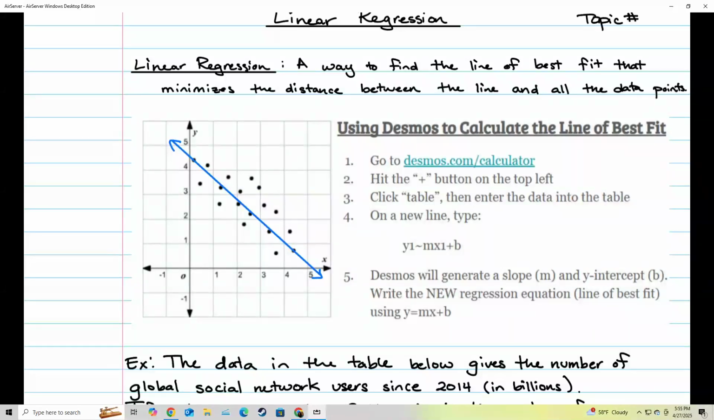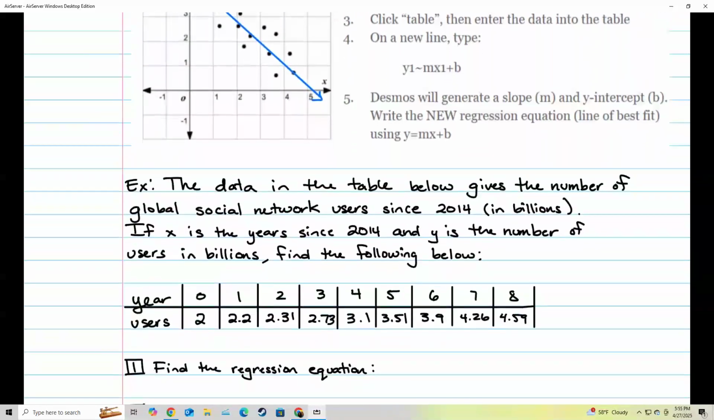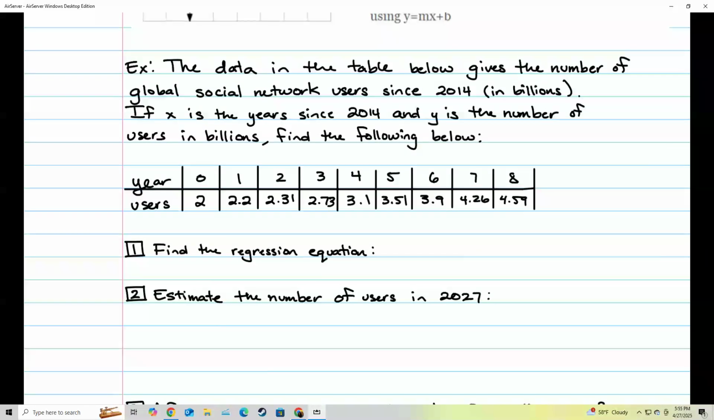So let's go ahead and try that. I'll show you how that works by using an example. It says the data in the table below gives the number of global social network users since 2014 in billions. If X is the years since 2014 and Y is the number of users in billions, find the following. So here they give you the year, right? 0, 1, 2, 3, 4, 5, 6, 7, 8. Let's annotate this a little bit before we jump into the actual problem, because I want you to understand what this is.